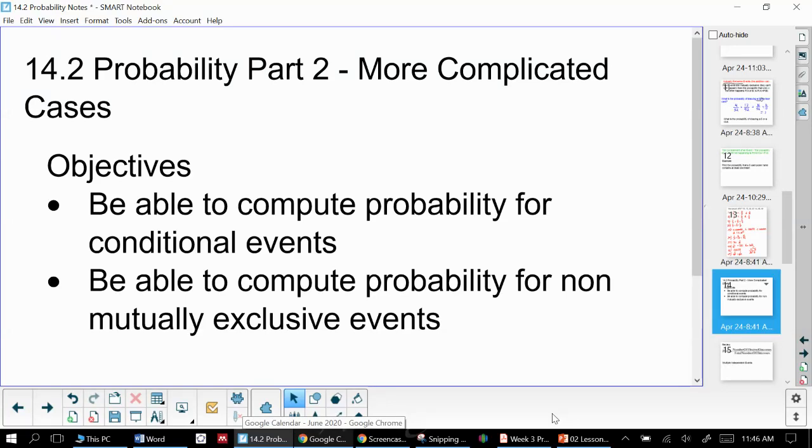Good morning, everybody. Today we're going to be talking about the second part of section 14.2, which is on probability. One of the big things I want to do today is quickly review what we talked about last week and then get into some more complicated cases. The two we're specifically going to talk about are conditional events, or what happens when one thing affects the probability of another, and how to deal with that, and then how to compute probabilities for non-mutually exclusive events, and we'll review what that means before we get to that.